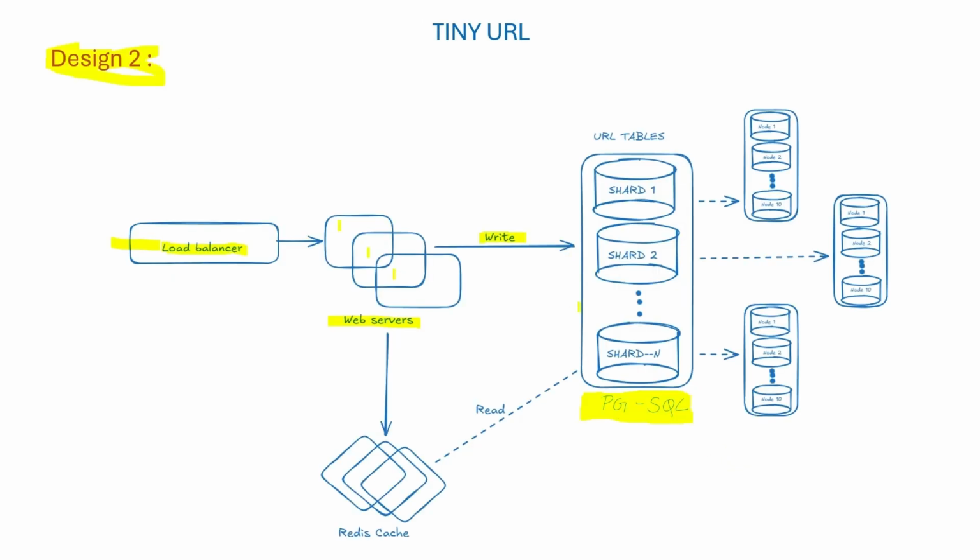Coming back to the design, each of the shards will have its own master or leader. As we know, Postgres is a single leader replication database. Shard one will have its leader and nodes within its cluster. So mostly all the writes will go to the master and the reads will happen from the slave nodes.